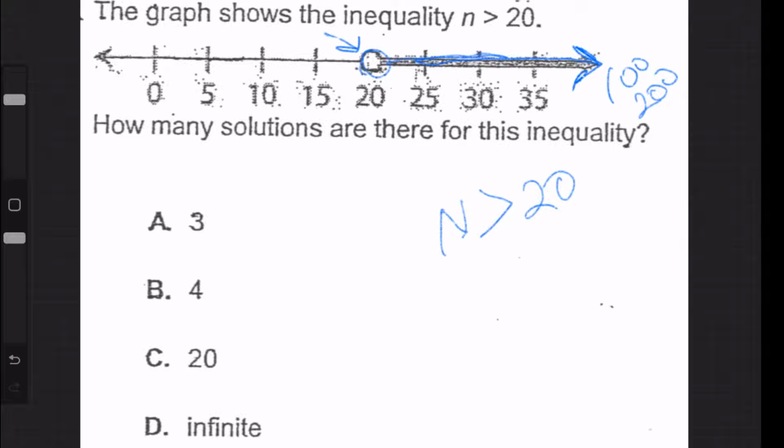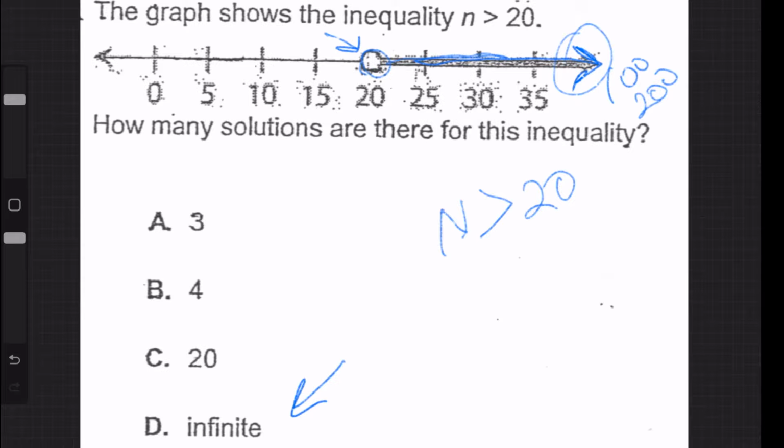So, are there 3 solutions? Are there 4 solutions? Are there 20? Are there infinite? How far down the line can this number line go? Where does this thing stop? Well, the answer is, it doesn't. So how many answers are there? How many possible answers are there for n is any number greater than 20? Well, the answer is D, infinite. It'll keep on going and numbers never stop.